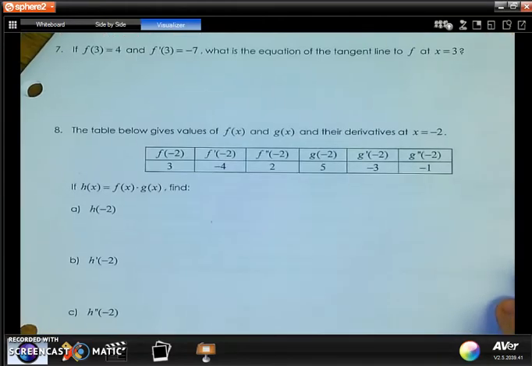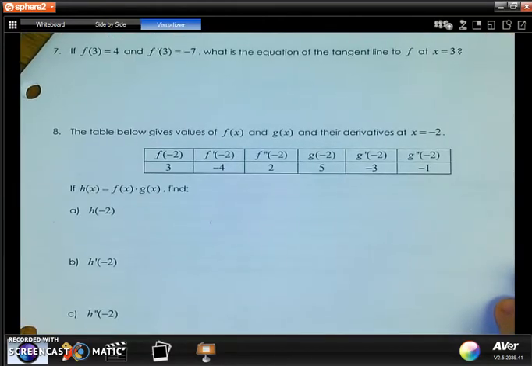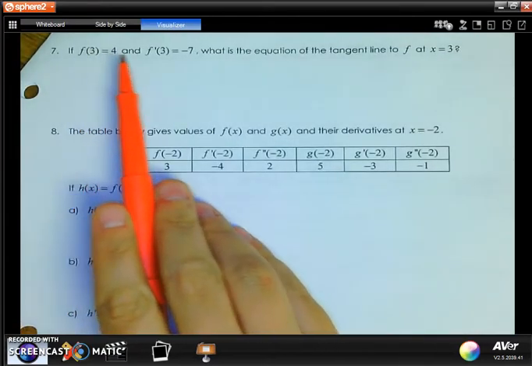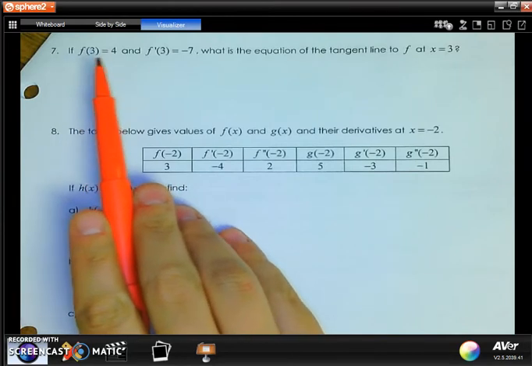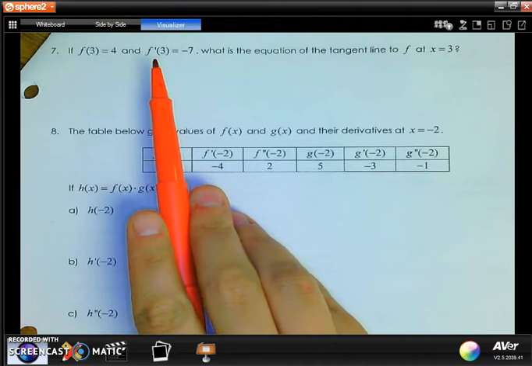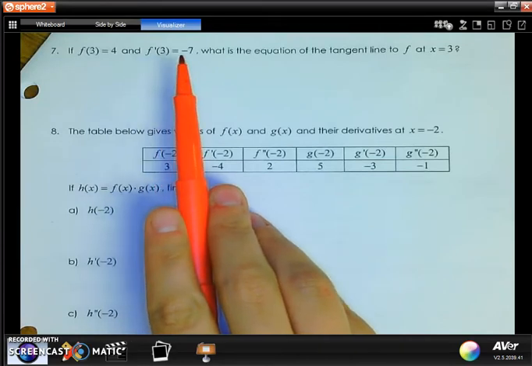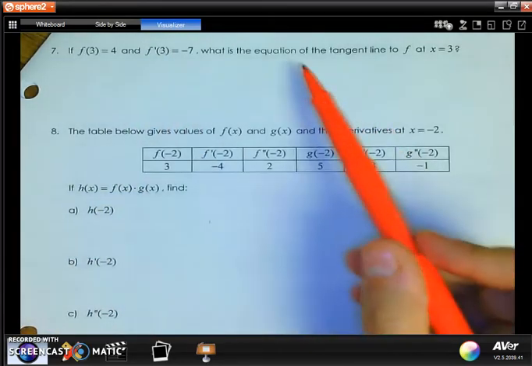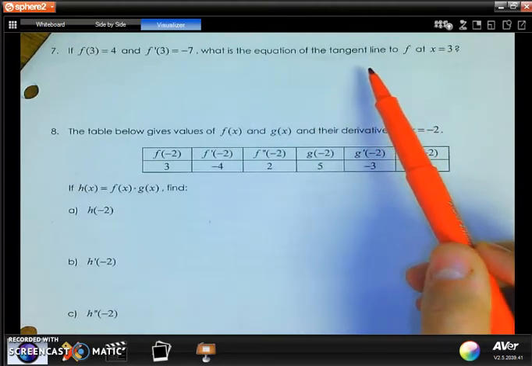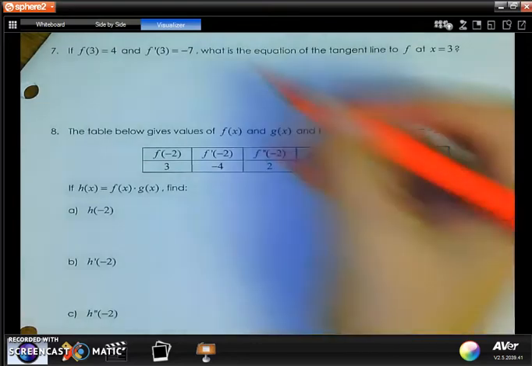Okay, number 7, I would definitely make sure I know how to do this one. There's one just like it on the test. So here, they're basically giving you a point. This is telling you you have a point at (3, 4), and they are evaluating the derivative at 3. So they're telling you what that equals. So again, when you see write the equation of the tangent line, you should be thinking take a derivative, use point-slope formula. Well, they kind of did that easy part for you.